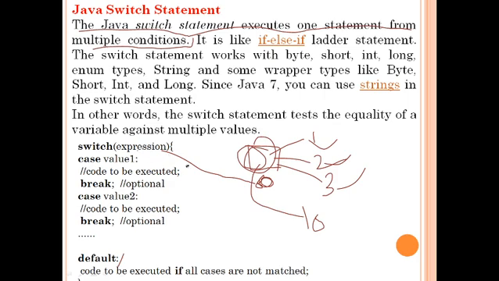Which data types can be used in the switch statement? byte, short, int, long, enum, and string, and some wrapper types like Byte, Short, Integer, Long can be used. From Java 7, you can use string in the switch statement, but before that, in Java 6, only integer and character could be used in the switch expression.